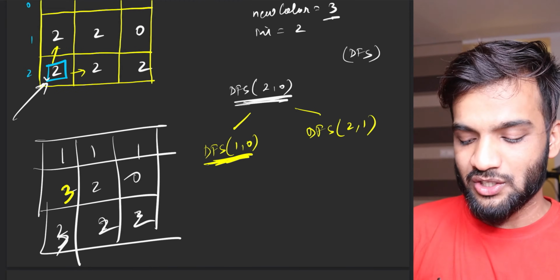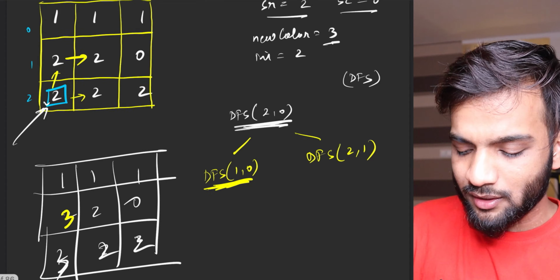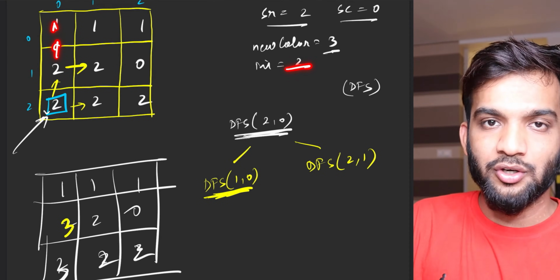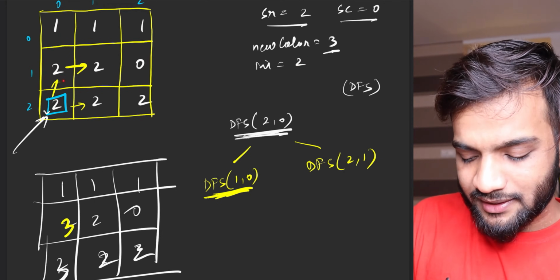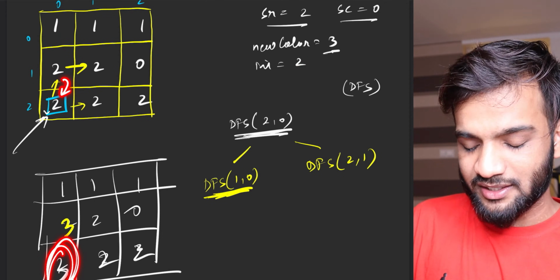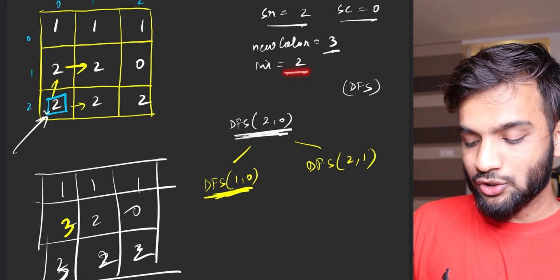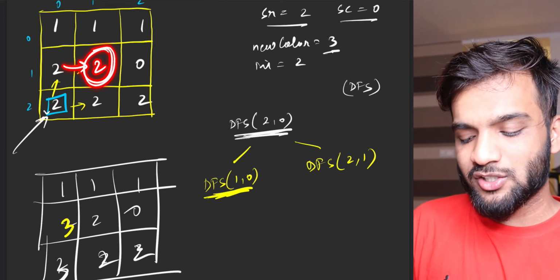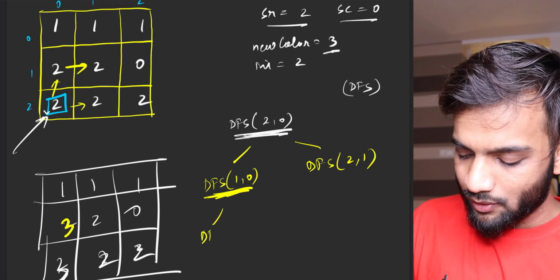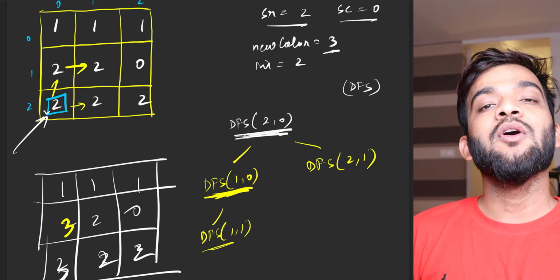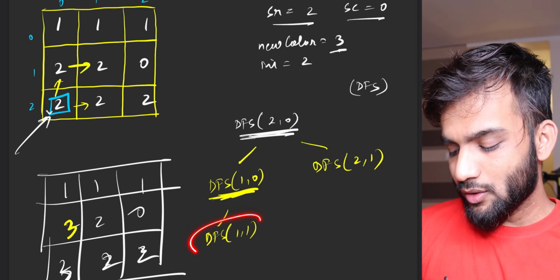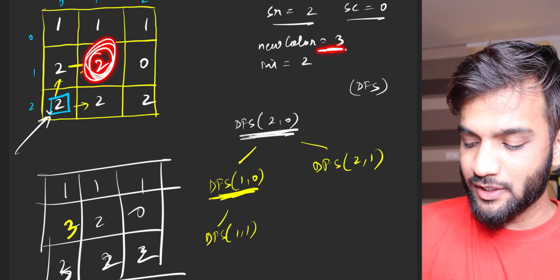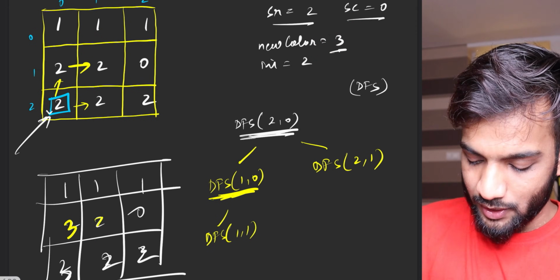Now this 1 0 is having 1 child, and the other neighbors are not having the same color. It's not 2, and this is invalid, and this has already been visited. It is not having the initial color 2. So you only go to this direction. Remember this, you only go to this direction, which is DFS of 1 1. So now we will go to DFS of 1 1. So we are at DFS of 1 1, which is this guy. So this guy will be colored with the new color 3. So let's color that with the new color 3.